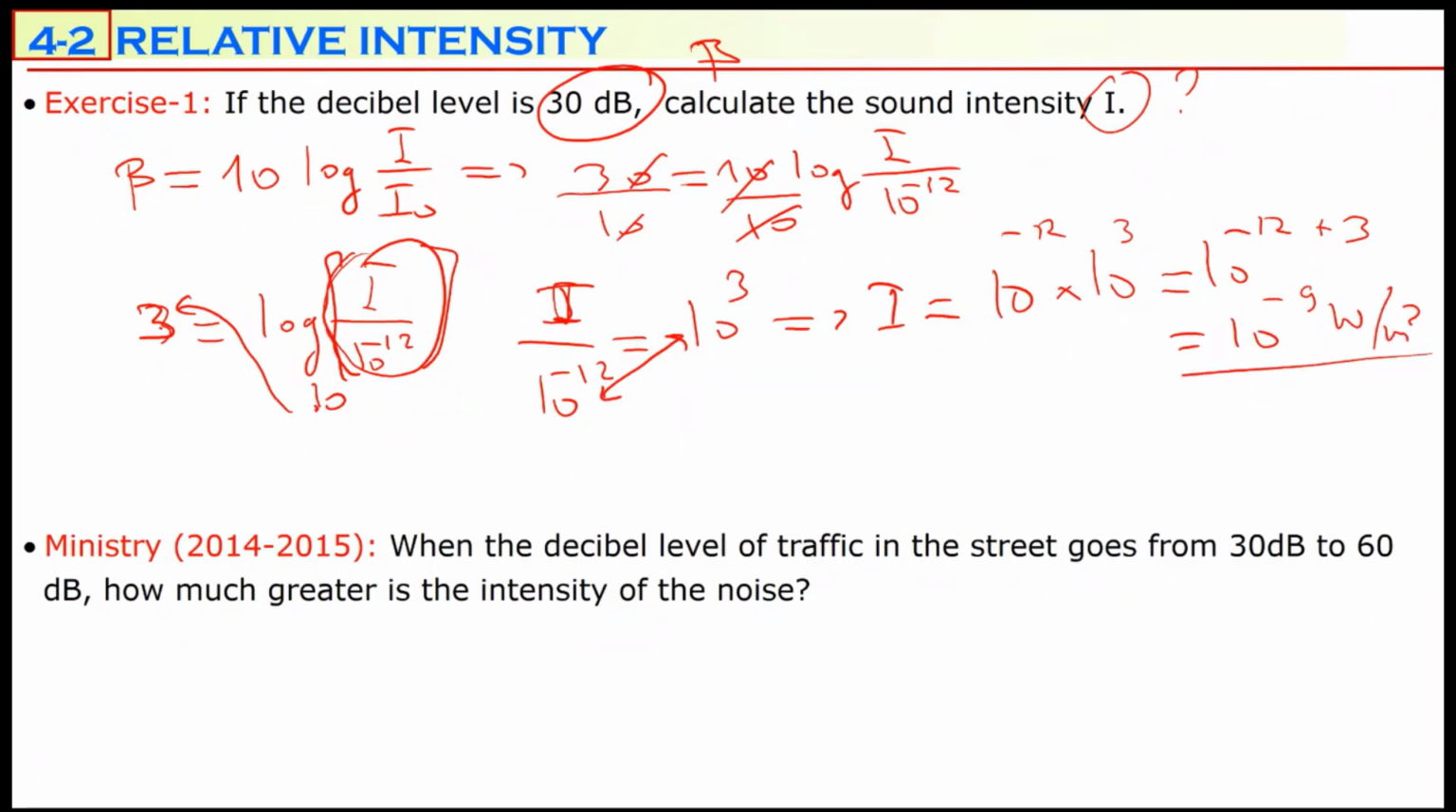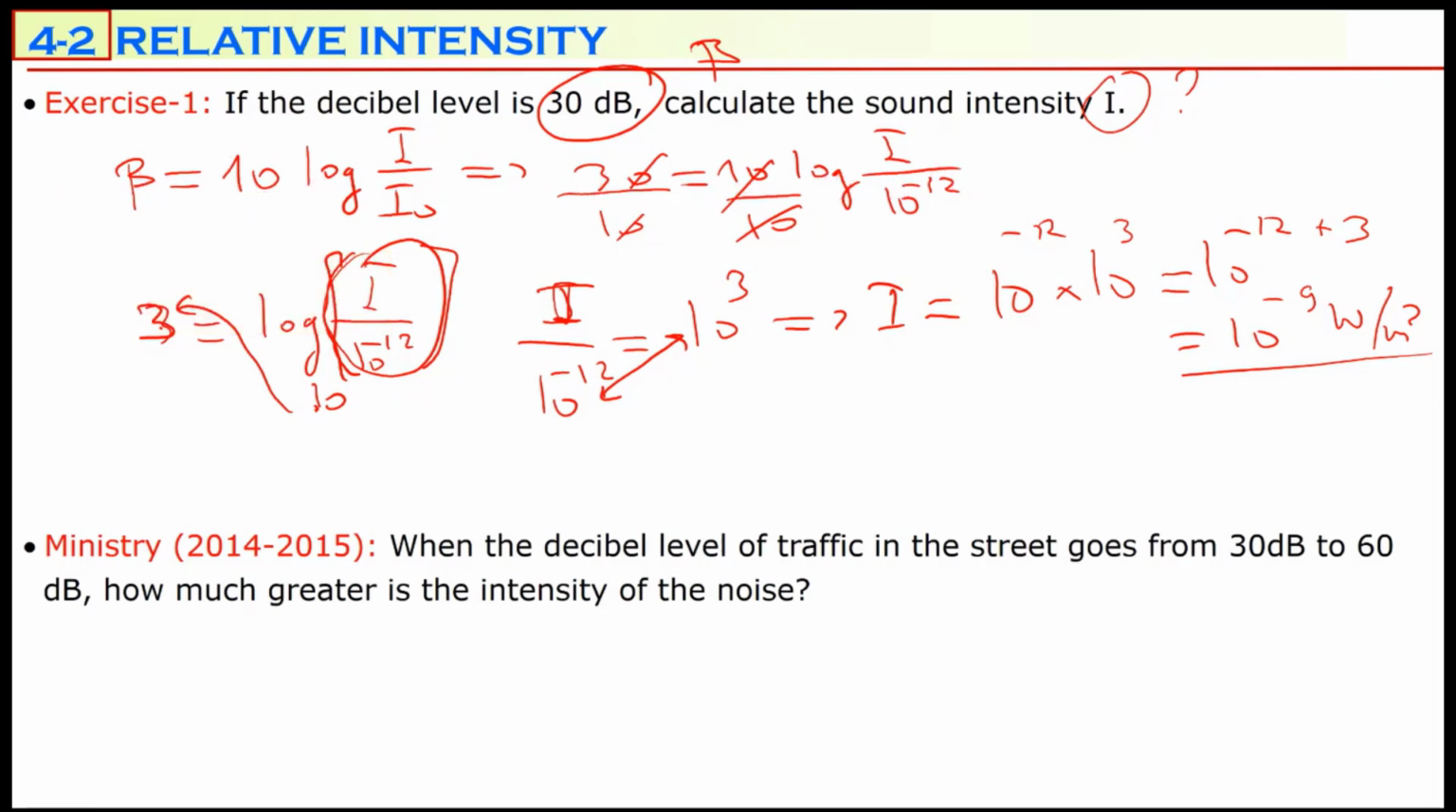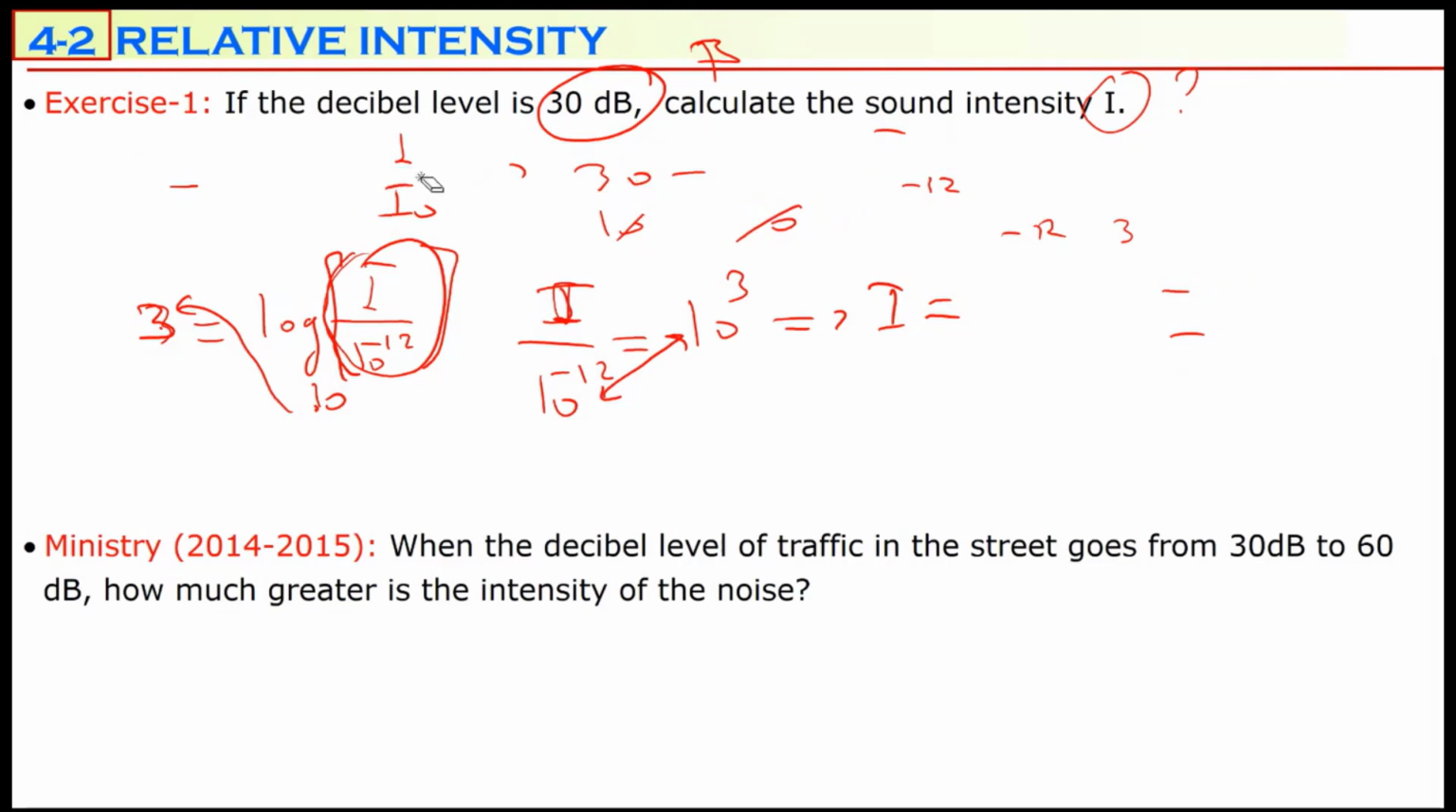So you can get the sound intensity this way, and if you are good at logarithm, you can get it on your own. But general students are forgetting about the logarithm. That's why I am going to give you a hack. A hack is a short way. So how to convert? This is the way using the logarithm. But if you don't remember the logarithm, you can use this hack. What is this hack? Now you will see that.